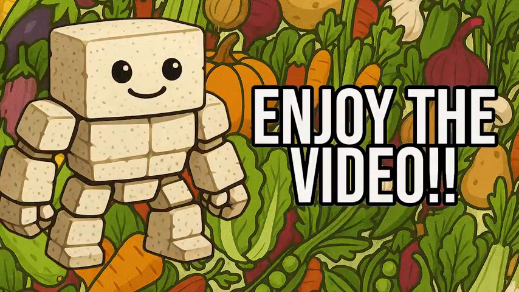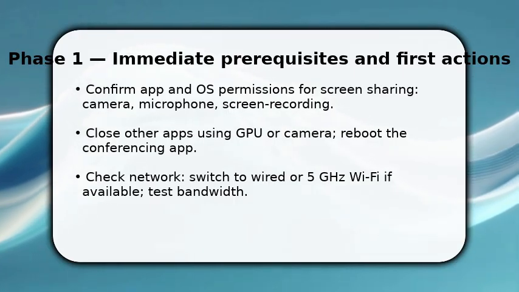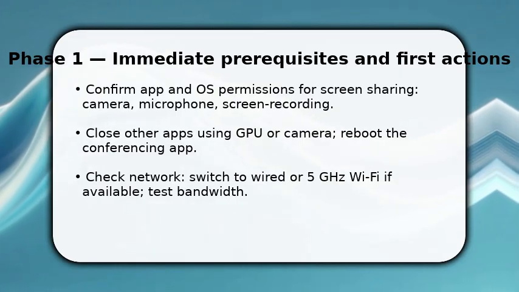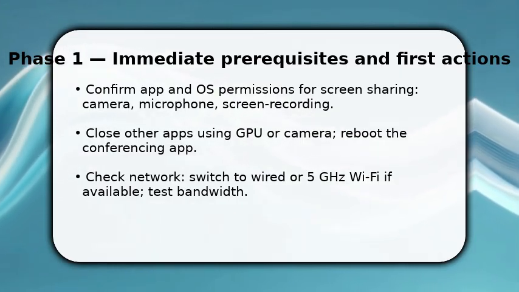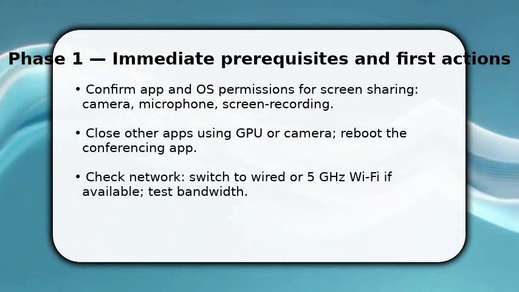Please enjoy the video. You start by validating prerequisites. Check app-level permissions and OS privacy settings so the system can capture your screen. Once done, quit any apps hogging the GPU or camera. These block capture APIs, so close them and restart the conferencing app.